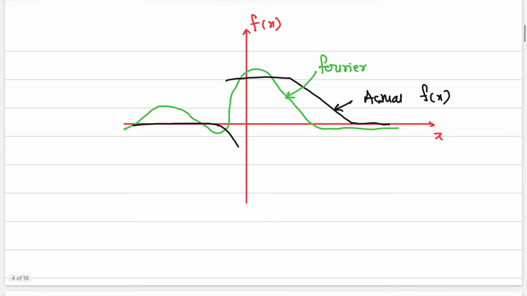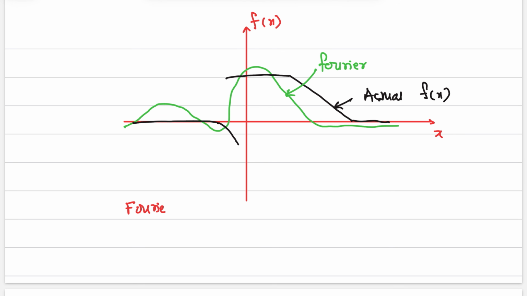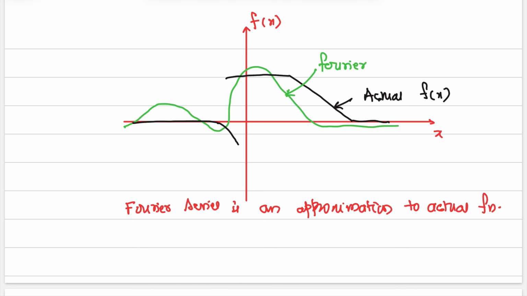Please try to understand. Fourier series is an approximation to the actual function. Now, mathematically we will try to solve it. What is happening physically, now you understood. Now we will apply our knowledge in mathematics and try to solve it. Mathematically, how can we solve this particular problem.